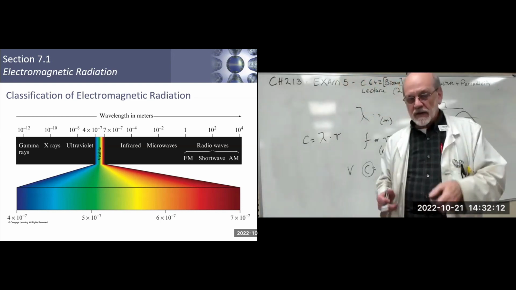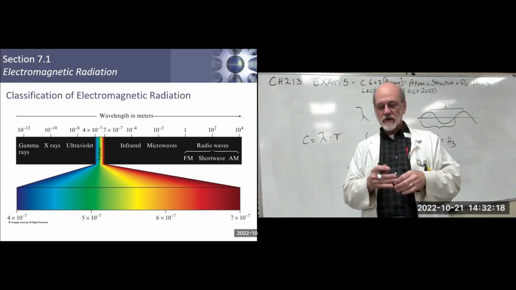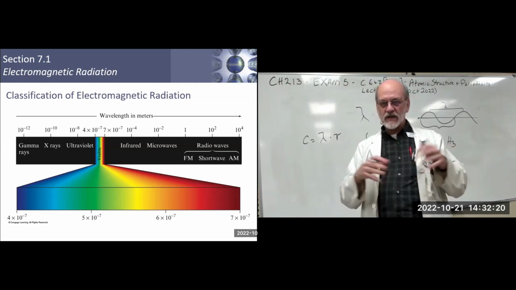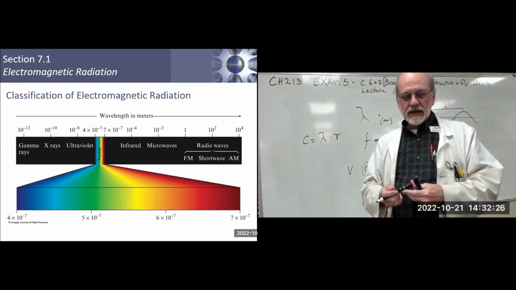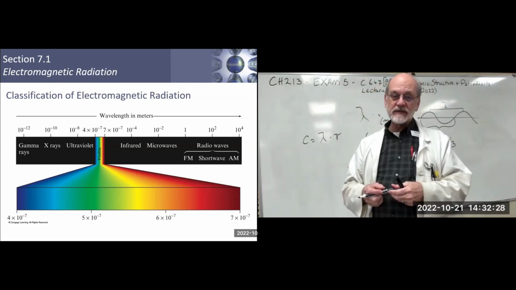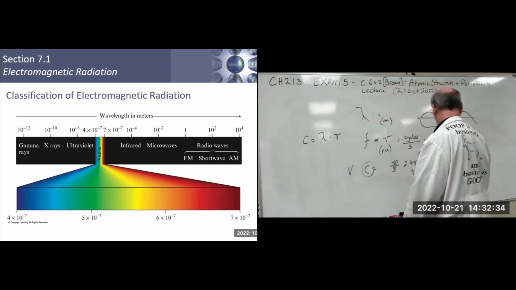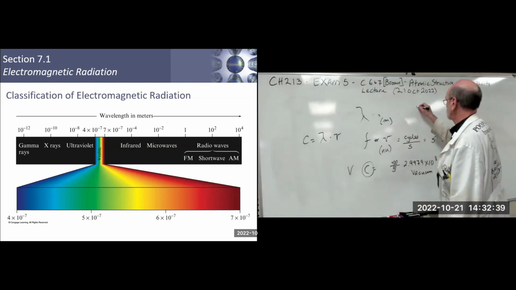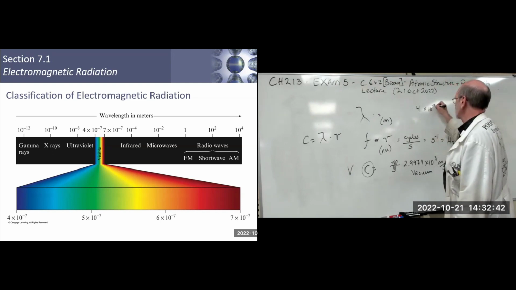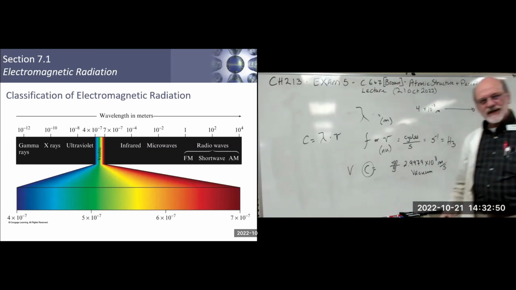Okay, back to the topic. Notice that visible light is only a very narrow range of all the possible electromagnetic radiations described. And it occurs between 4 and 7 times 10 to the minus 7th meters wavelength. So we could say this: 4 times 10 to the minus 7th meters up to 7 times 10 to the minus 7th meters. That's kind of hard to work with.